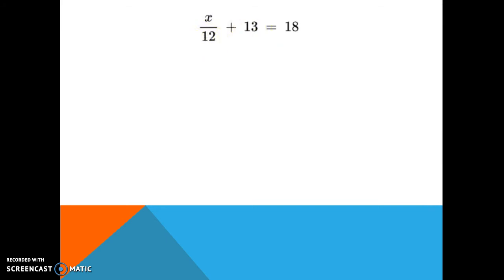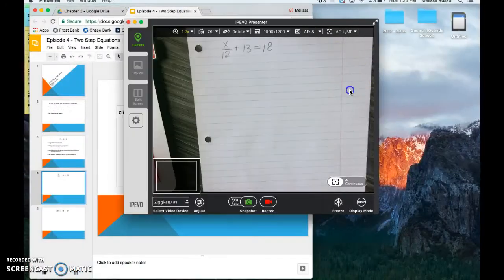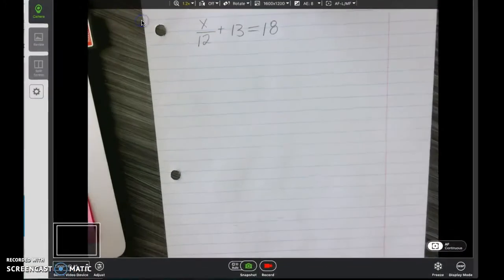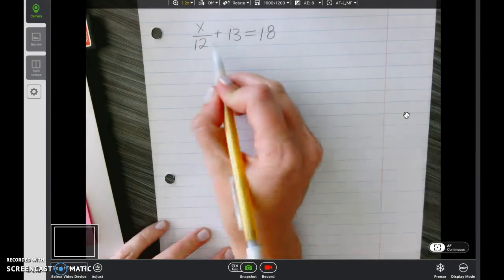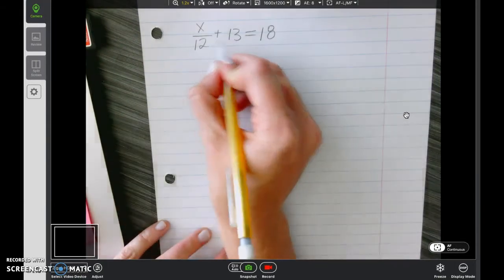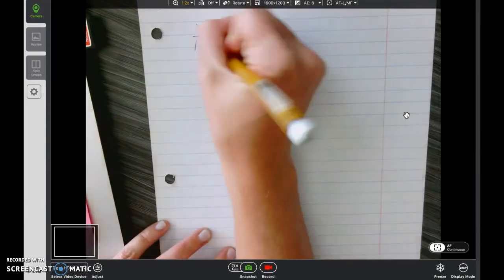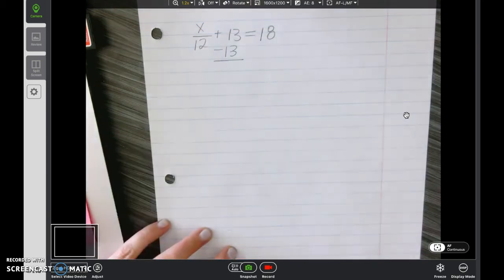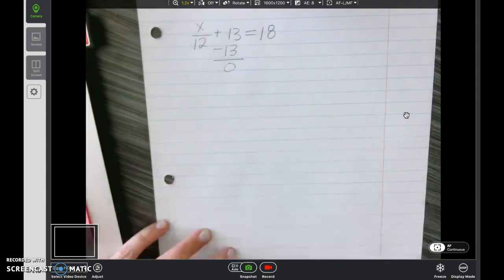Well, the first thing that we're going to want to get rid of is our adding 13. So then I think, how do I get rid of my adding 13? My goal is to get this to go away, aka to make it 0. So how am I going to make that go away? Well, since I have an addition of 13, the opposite or the inverse of adding 13 is subtracting 13. So 13 minus 13 will make 0.